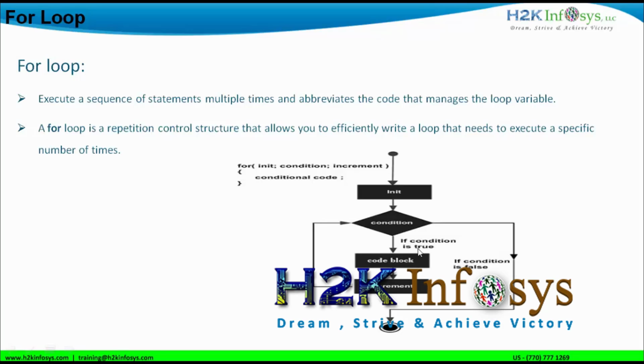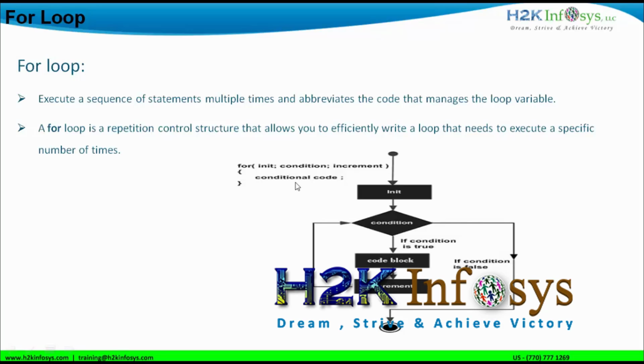If the condition is true, then again the block of code written within the body of the for loop will get executed. Again there will be incrementation. At any point of time, if the condition becomes false, the compiler is going to terminate the for loop.